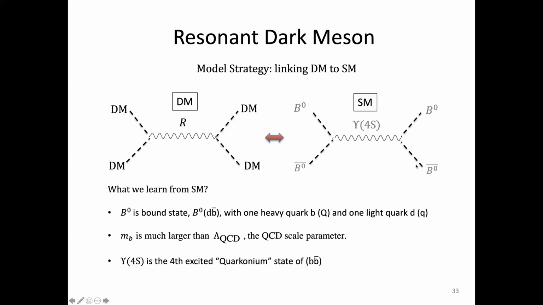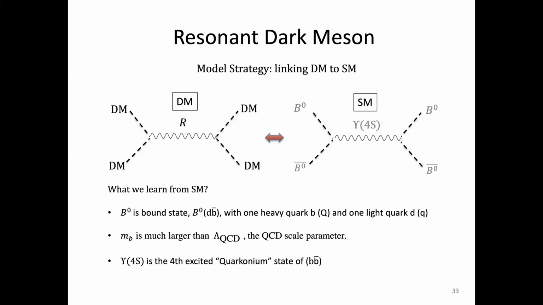So let's look at the standard model stuff, okay? In the standard model, this process is possible, but you never see it because you have to scatter the B meson before it decays, and you have to have this kind of B meson, an anti-B meson, to produce it. But anyway, a B meson is a bound state of b and d, where b is the heavy one and d is the light one. And m_b is much larger than Lambda QCD, the QCD scale parameter. And Upsilon 4S is the fourth excited quarkonium state. Okay, so that's the setup.